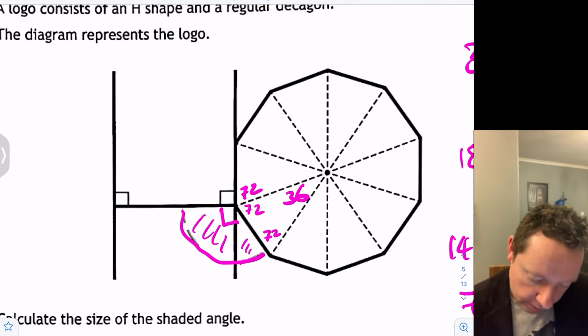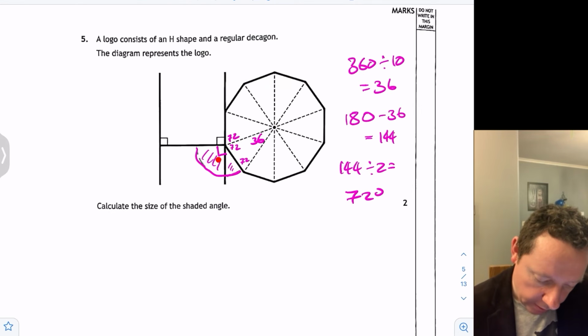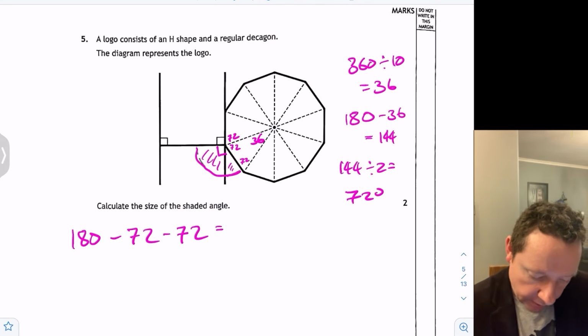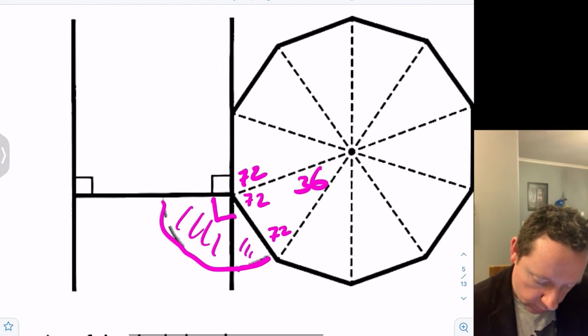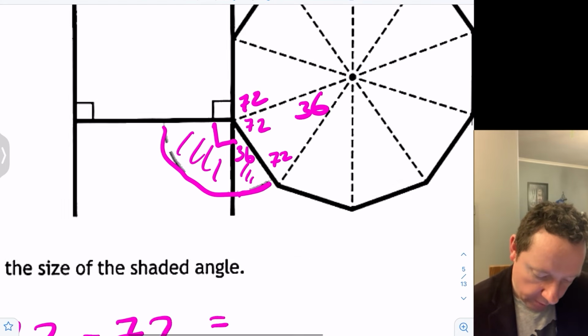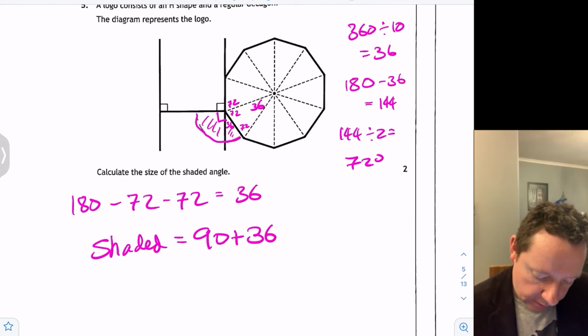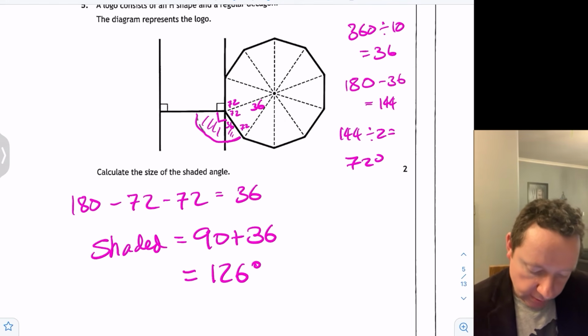I need to know how far it is from here to here. Well, I don't know this angle, but I know that all the way down this point, angles on a straight line add to 180, minus 72, or minus 2 lots of 72, 36 again. So I now know that this little one in here is 36, and therefore the size of the shaded angle is equal to 90 plus 36, which is 126 degrees, and we're done there.